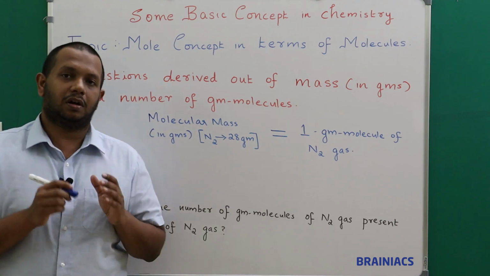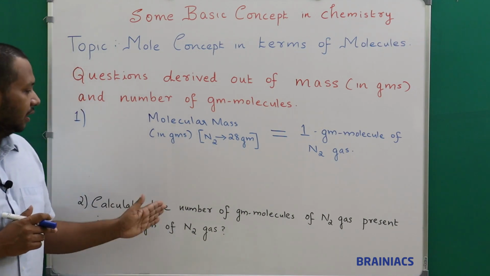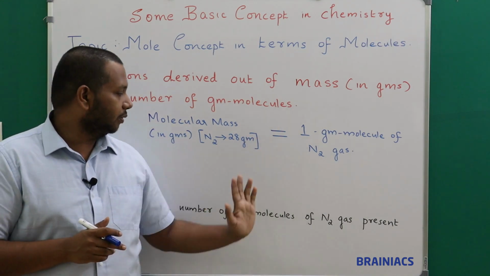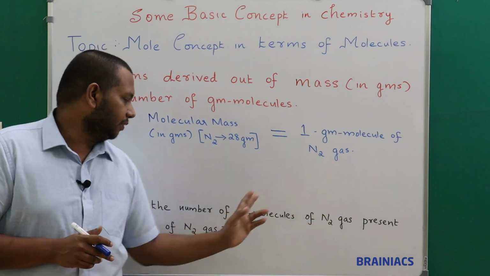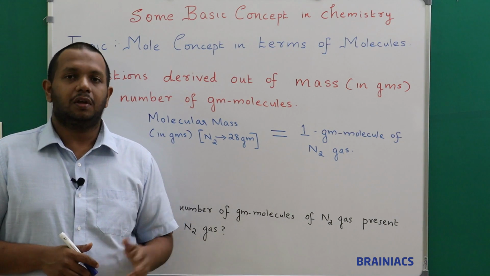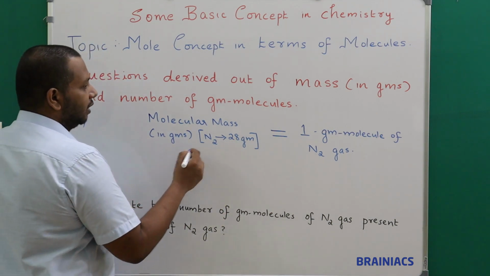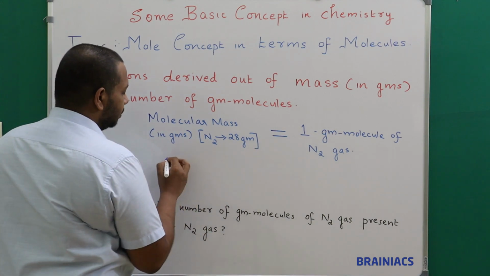Hope you could see the question. I'm just reading the question. Listen. Calculate the number of gram molecules of nitrogen gas present in 5.6 gram of nitrogen gas. So here mass they have given. They are asking you to calculate the number of gram molecules present in how much gram of the gas?